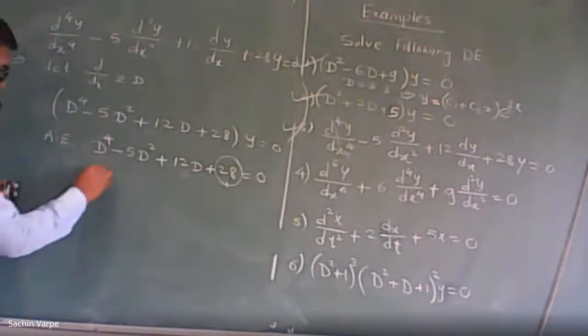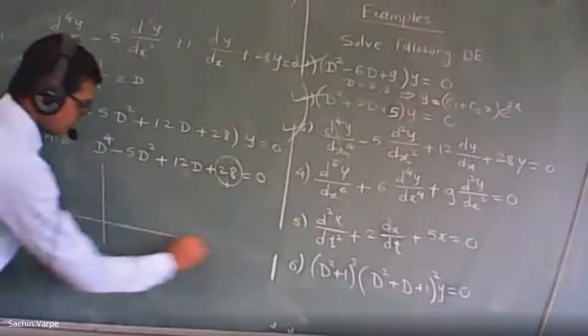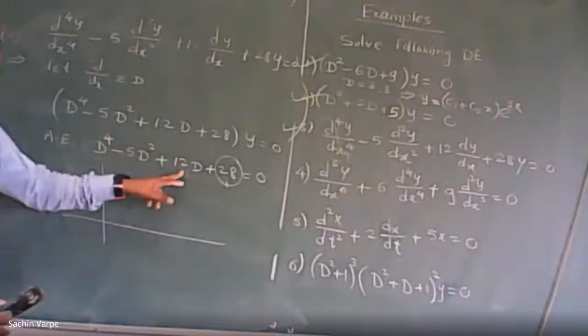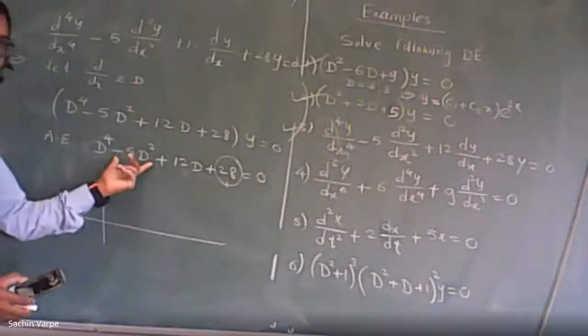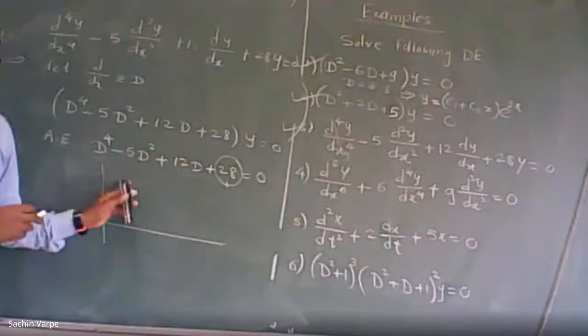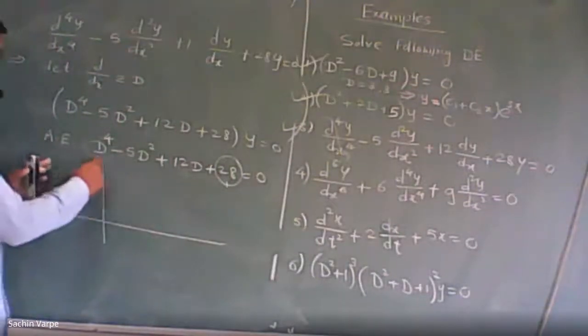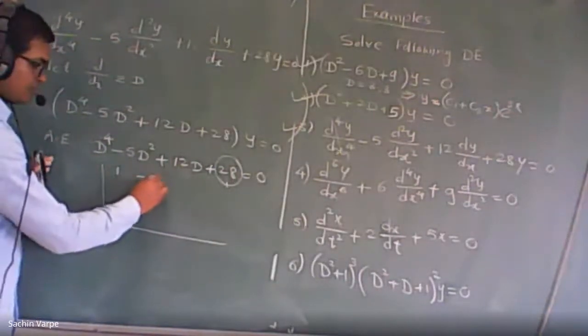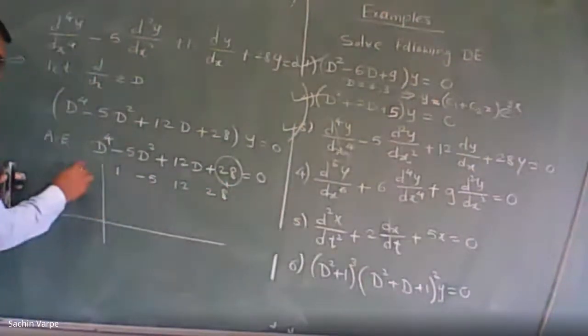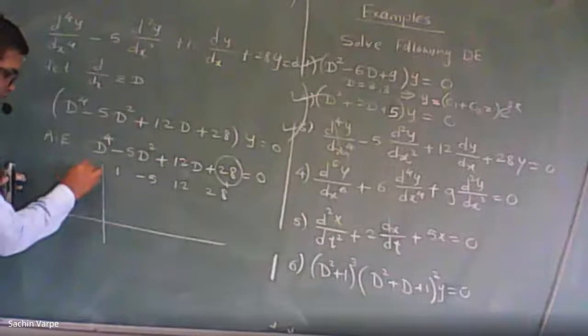Minus 2. So how to consider the synthetic division method? We have to consider the coefficients, provided that the polynomial must be in standard form. That means all the powers of d must be there. So here all the powers of d are there. That is 1, minus 5, 12, 28. And here, since minus 2 is a root, we'll start with that.